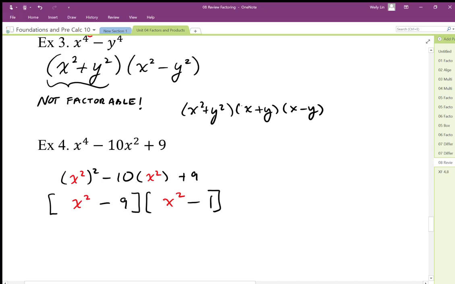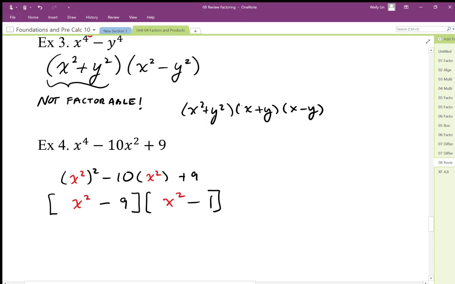Okay, so when I multiply this out, I get x squared times x squared gives me the x to the fourth. I end up with negative 9x squared and negative 1x squared, which gives me the negative 10x squared, and then the 9 and 1 gives us the plus 9 here. So I've now factored a power 4 into two power 2 polynomials.